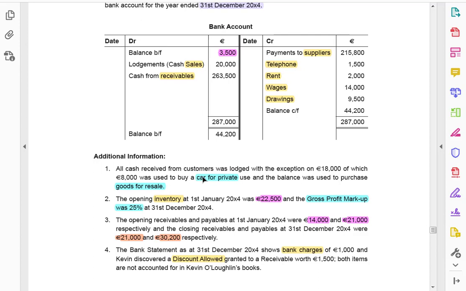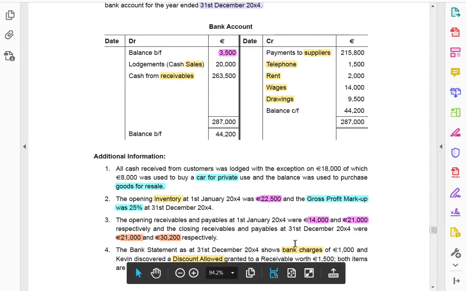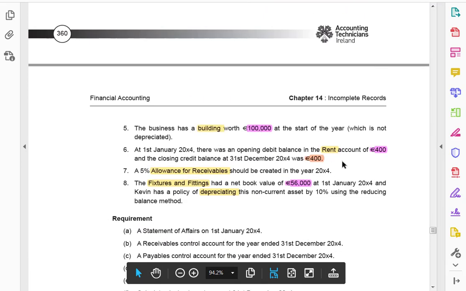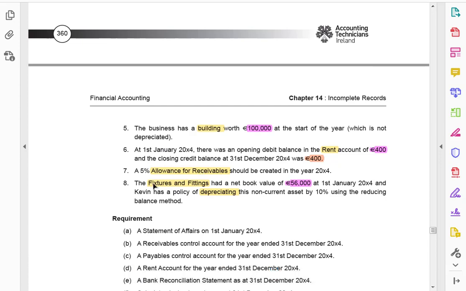This is car for private use, that's going to be drawings, and goods for resale, we've already got that. Inventory, so I'm putting in yellow all of the different accounts that I'm going to have. I come down further: bank charges and discount allowed, buildings, rent, allowance for receivables, fixtures and fittings, and depreciation.